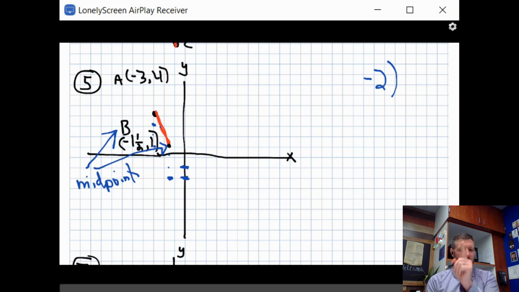Now, what's the horizontal change? Well, in going from -3 to -1 1/2, that was a change of 1 1/2. Okay, because if I subtract, you could just subtract these numbers.